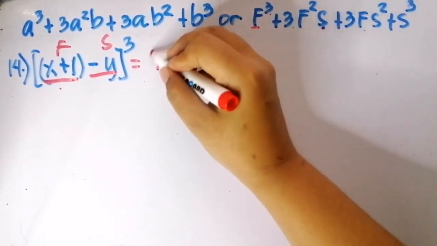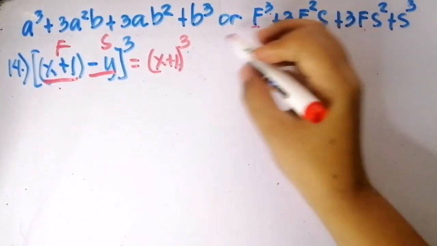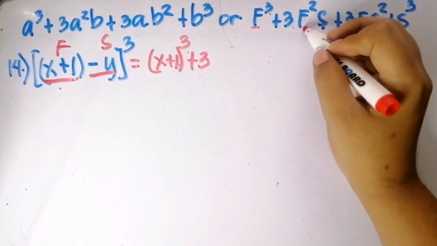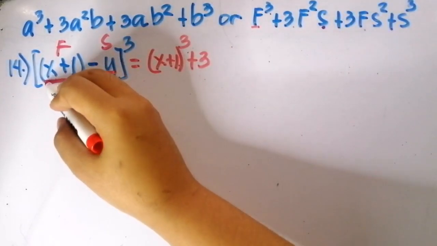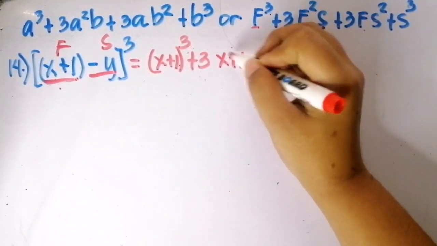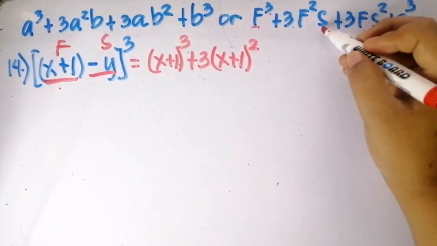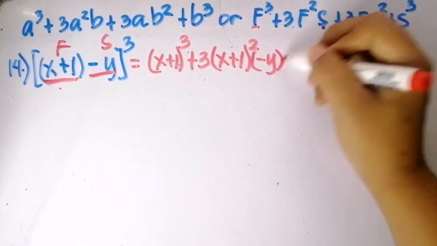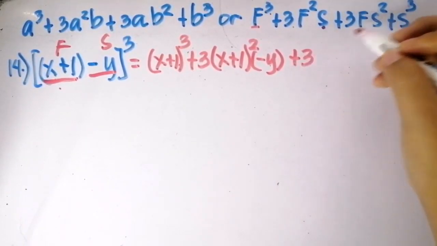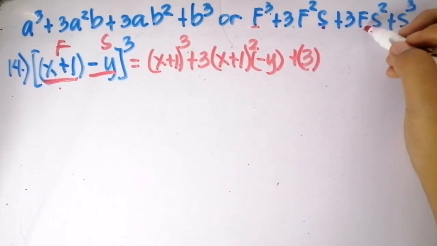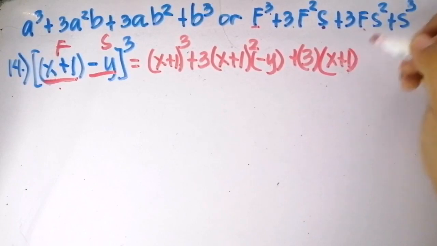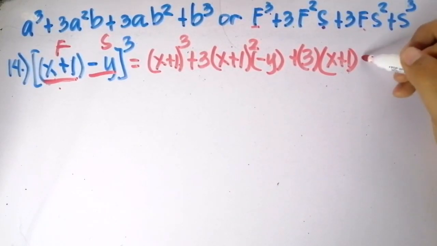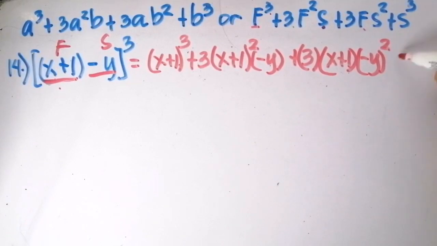X plus 1 raised to the power of 3 plus 3 times first term squared. So, ang first term yung x plus 1. So, x plus 1 raised to the power of 2 times second term. So, ang second term natin is negative y. Plus 3 times first term, that is x plus 1 times second term squared, that is negative y squared, plus second term cube, that is negative y raised to 3.